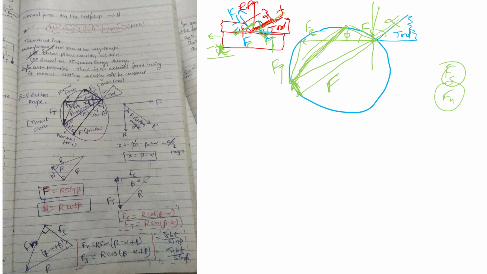This will also be alpha by the vertically opposite angle property. If this is alpha, this will also be alpha, and this will be a beta angle. What is beta? Beta is the angle between the resultant and the normal. This is the normal and this is the resultant. If this is beta and this is 90 degrees, then it will be 90 minus beta.